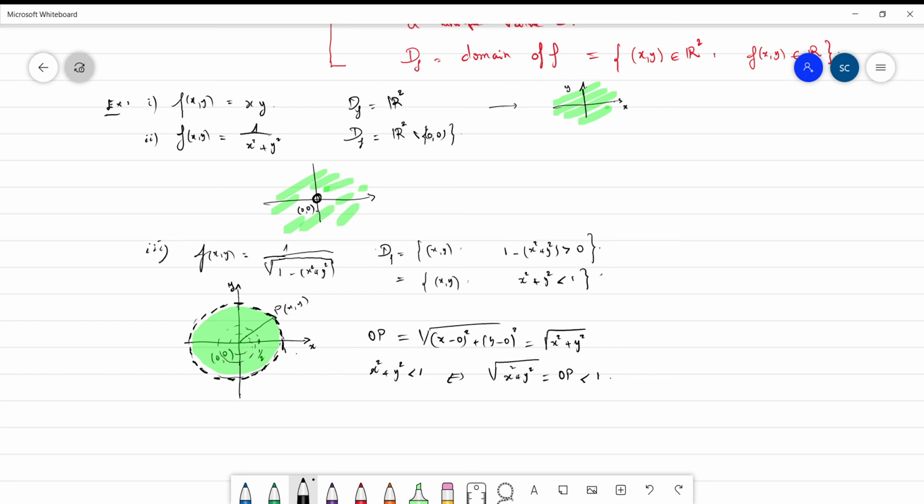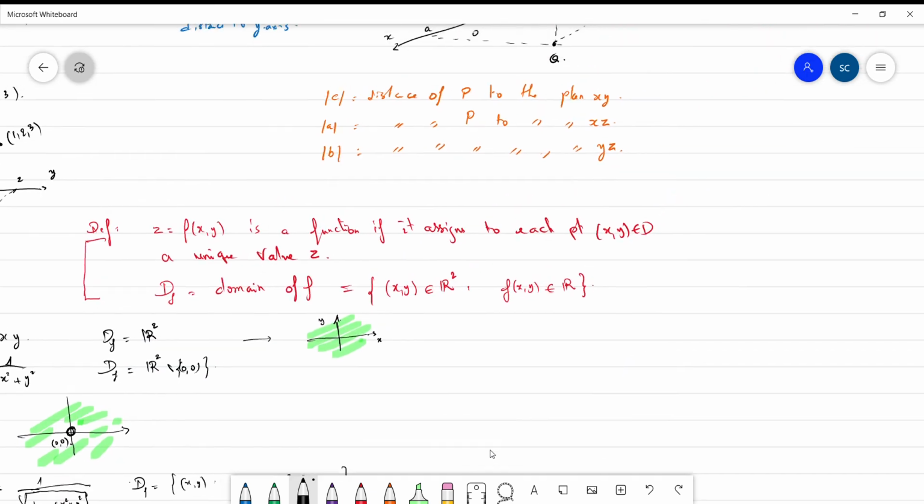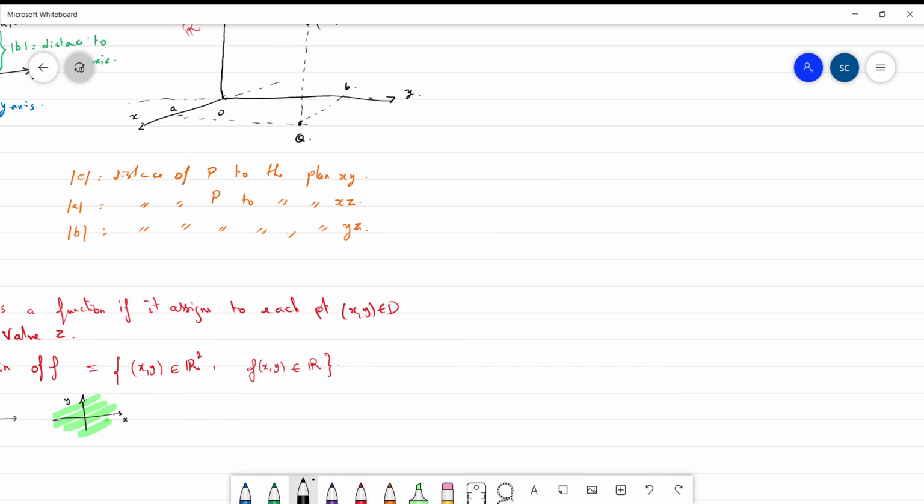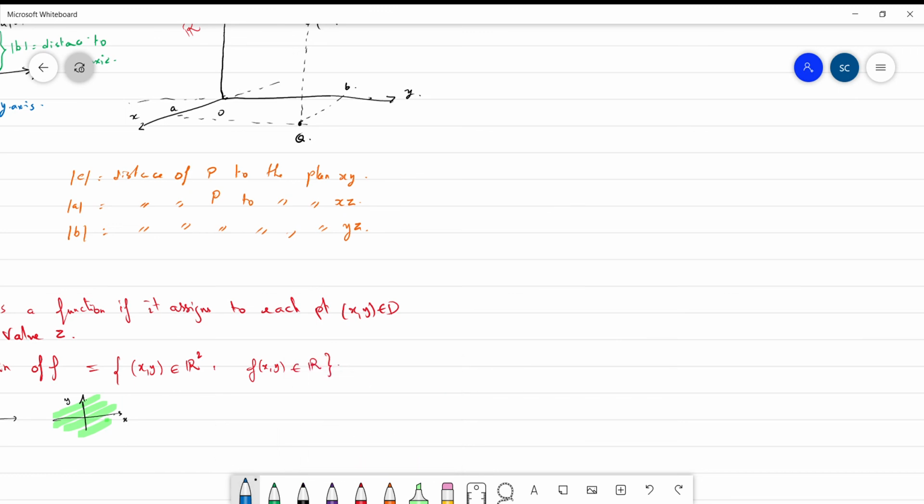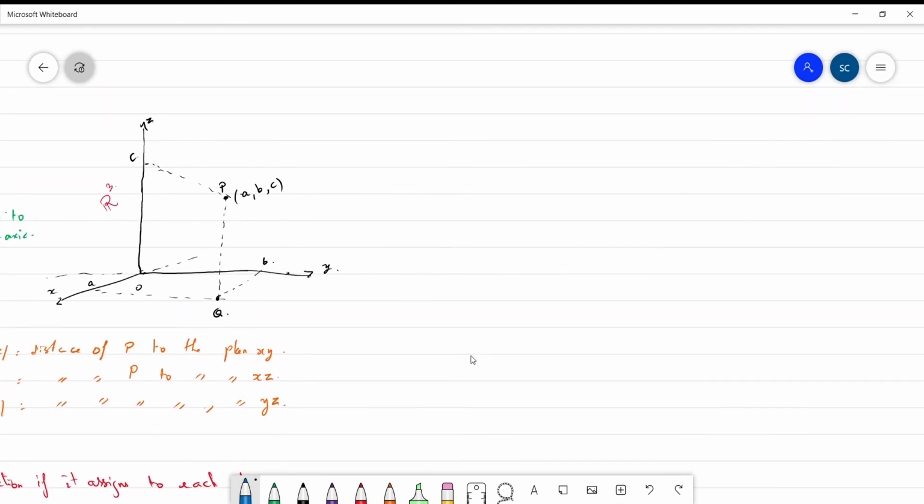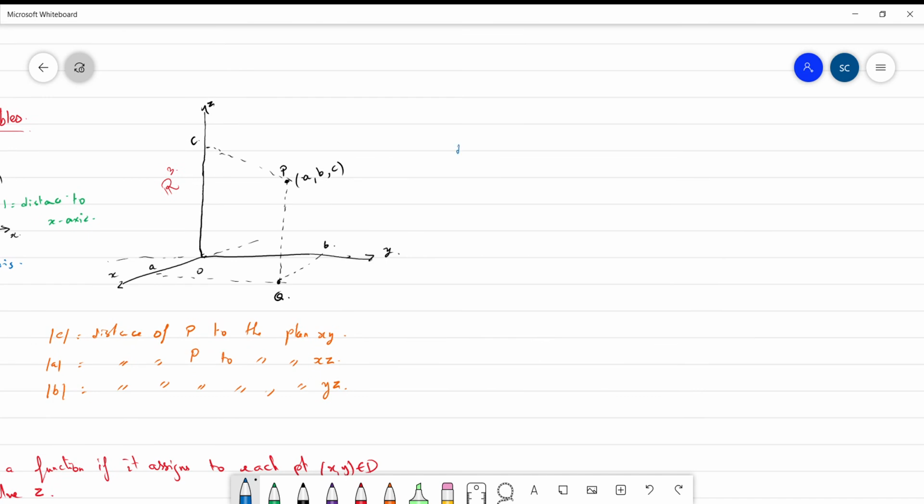Okay, great. Now, for three variables, we can generalize even to n variables the definition of a function, of course. Let's give an example of a function of three variables. For example, f(x,y,z) = xyz. It's defined everywhere, and I can give the meaning of this one.